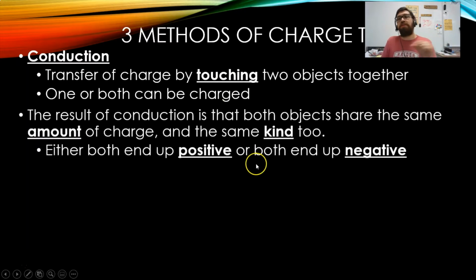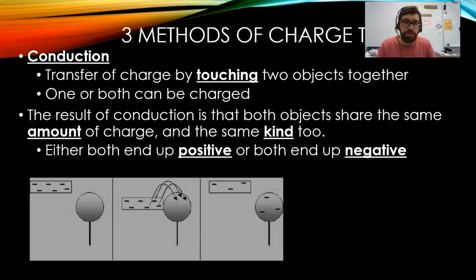The result of conduction is that both objects end up having the exact same charge. They have, number one, the same amount of charge, and they will end up with the same kind too, either positive or negative. Again, this is really similar to conduction like we talked about with heat transfer. That heat got transferred until thermal equilibrium happened, until those two objects were at the same temperature. This is no different. This transfer is going to happen until the objects have the same charge. They'll both end up positive or they'll both end up negative.